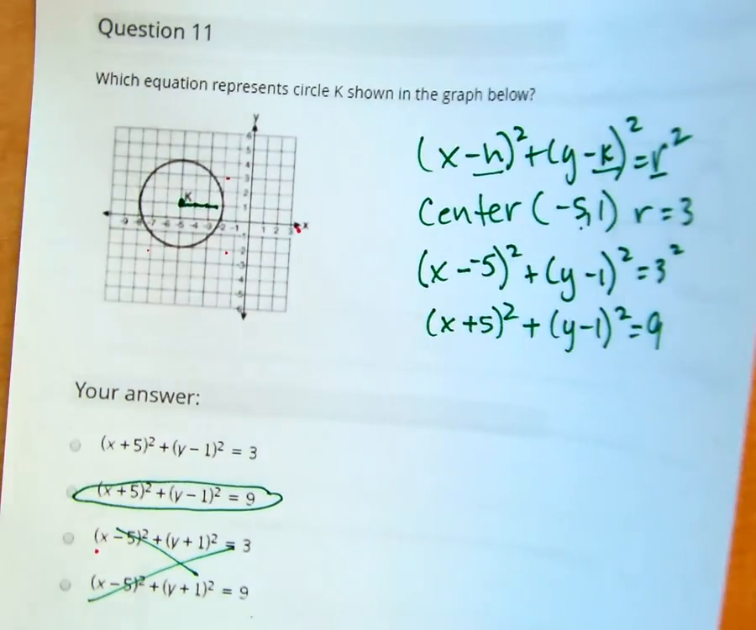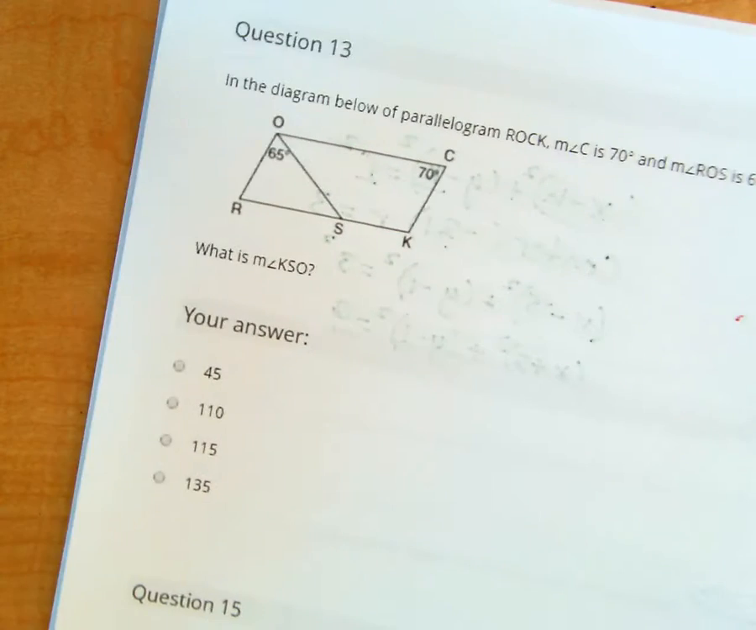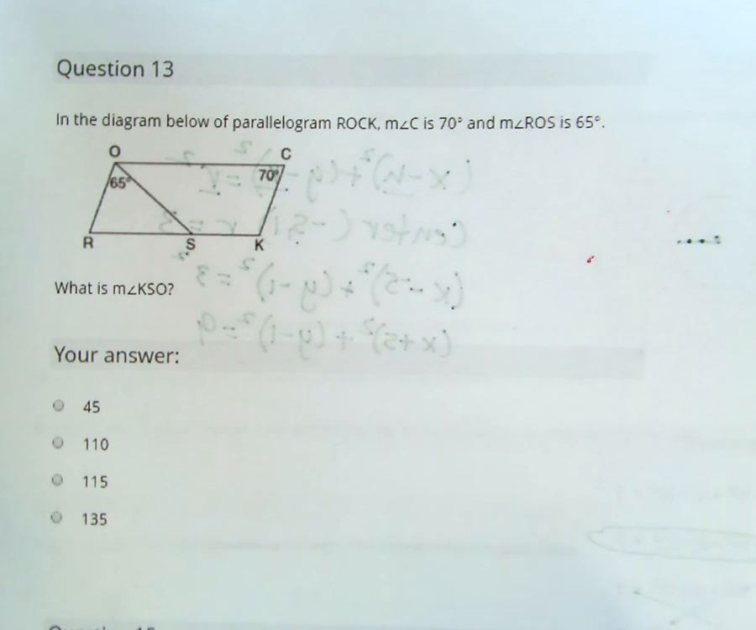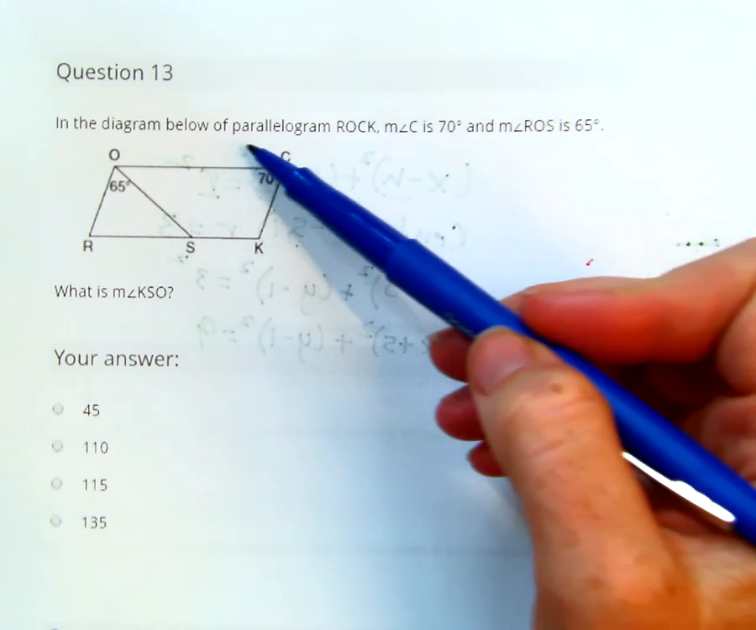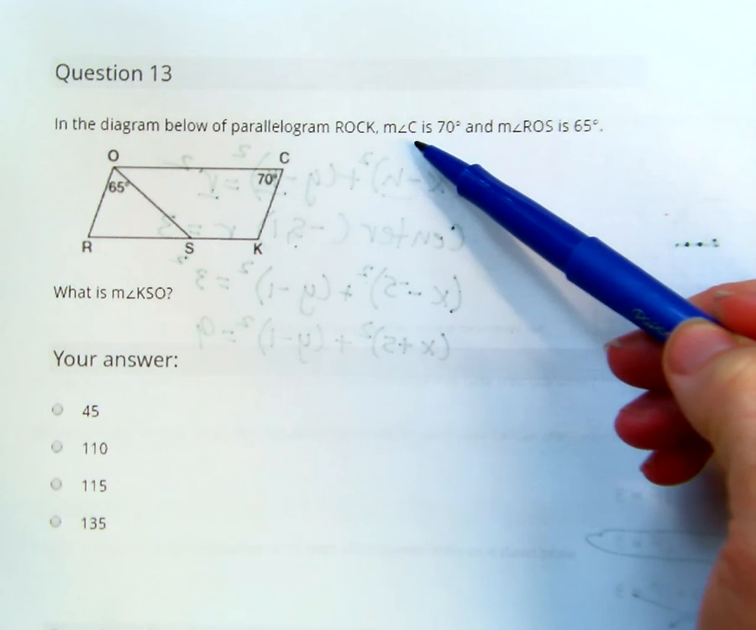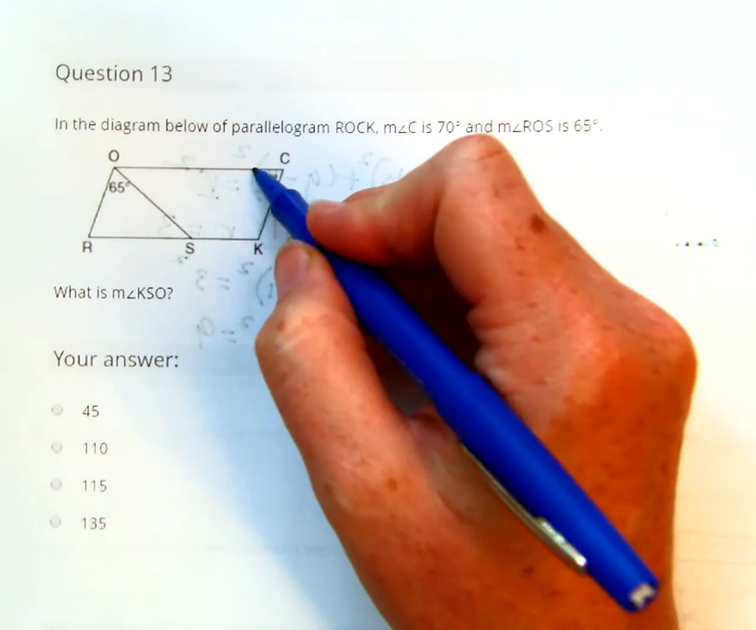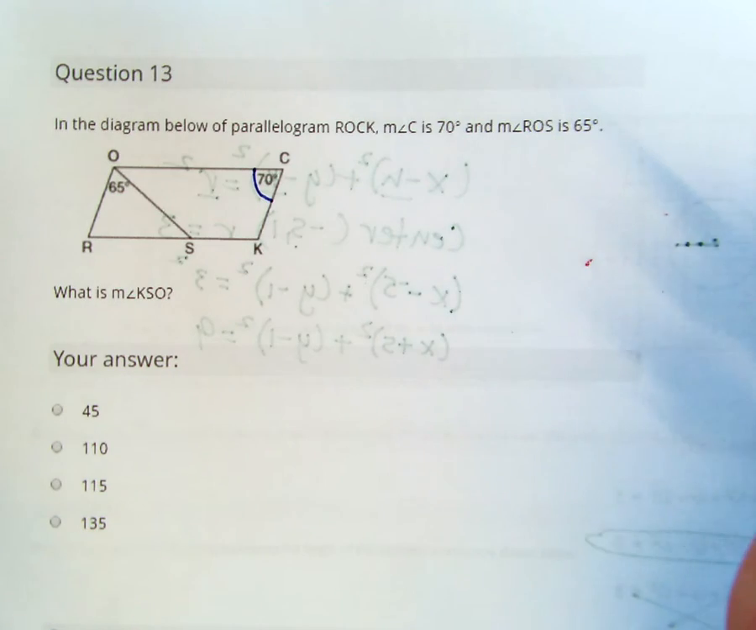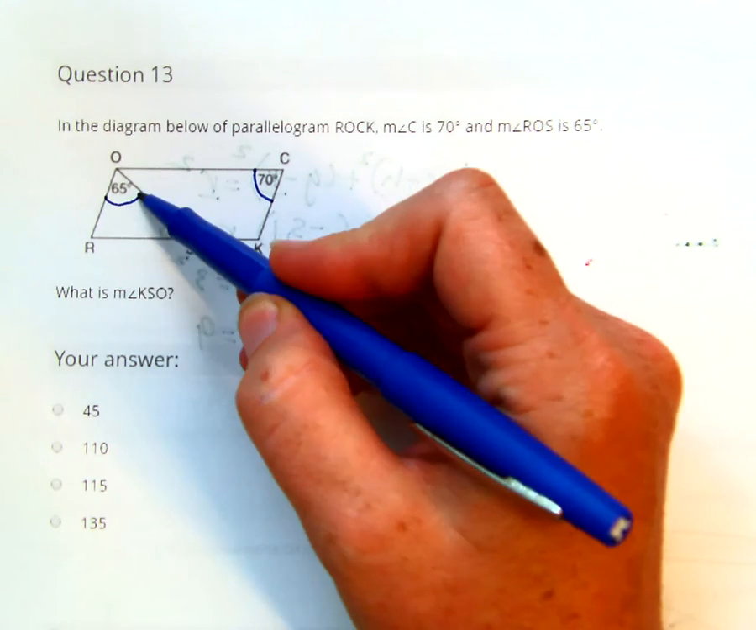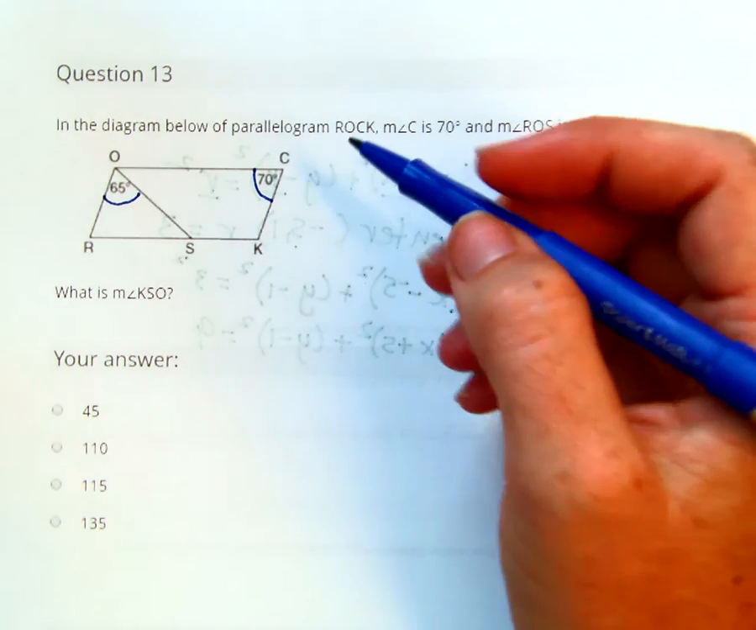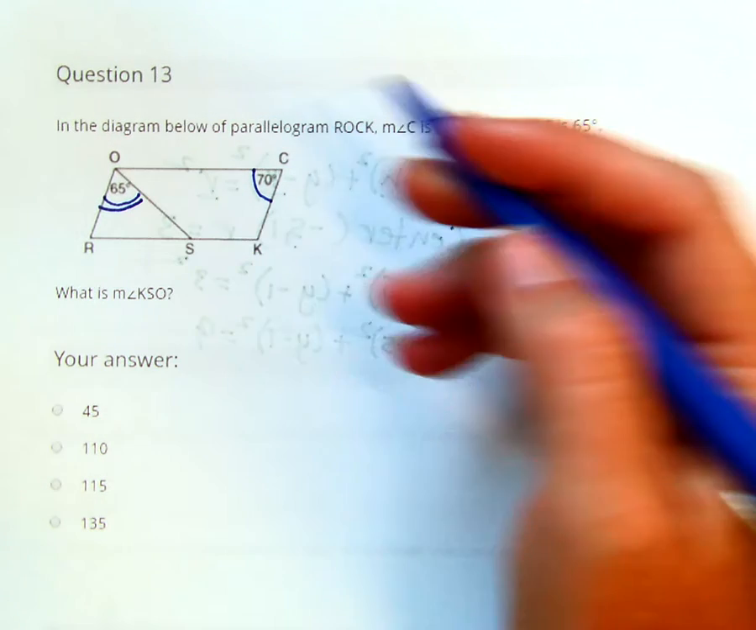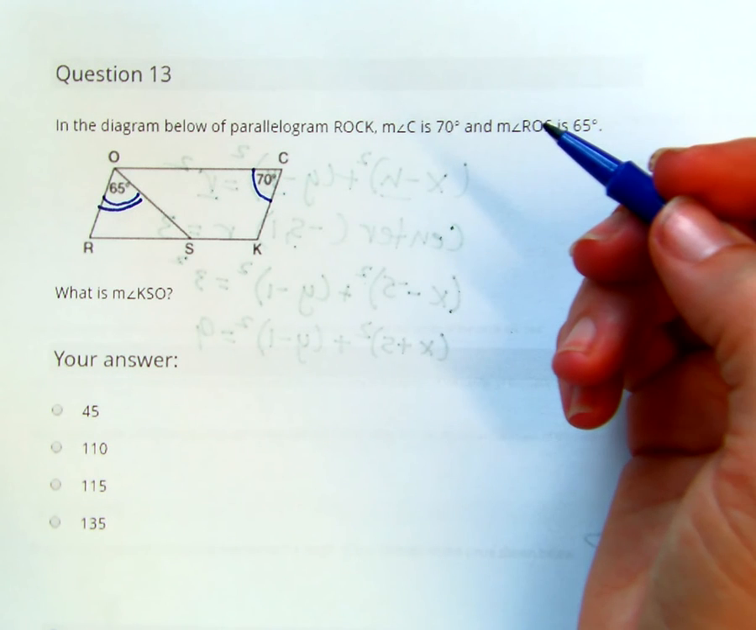Moving on to question number 13. It says, in the diagram below of parallelogram ROCK, the measure of angle C is 70 degrees and angle ROS is 65 degrees. Okay? So those are the two pieces of information that we need to be able to answer this question.